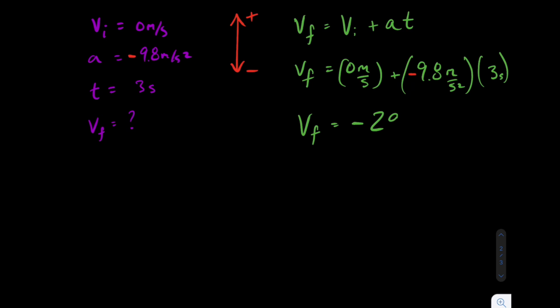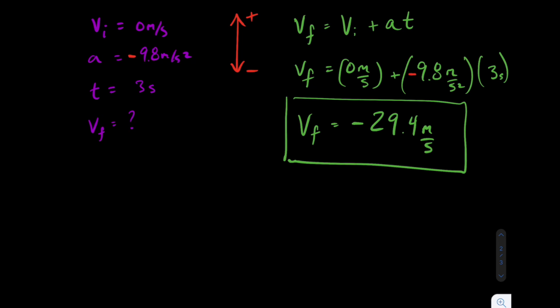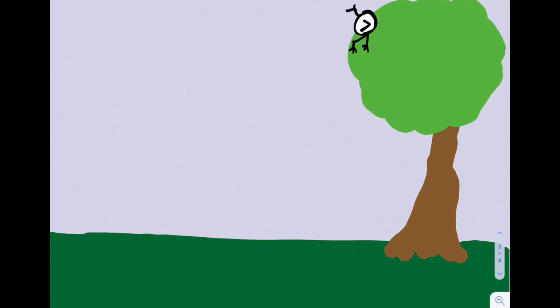So when we substitute that in, we get a negative 29.4 meters per second, which means that ball, no matter what, will be falling at 29.4 meters per second. Down, because of the negative.